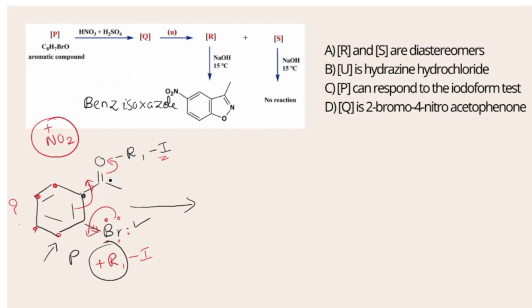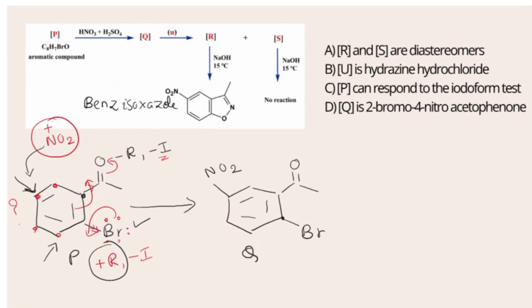But this ortho is already blocked and there will be steric hindrance at this ortho. Therefore, the incoming nitro will go to the para position like this. Para to bromo we are talking. So what will be the structure of the product Q? Check here. The ketone will remain as it is and the bromine will also be here. With respect to this, we are introducing a nitro group. So this is product Q.